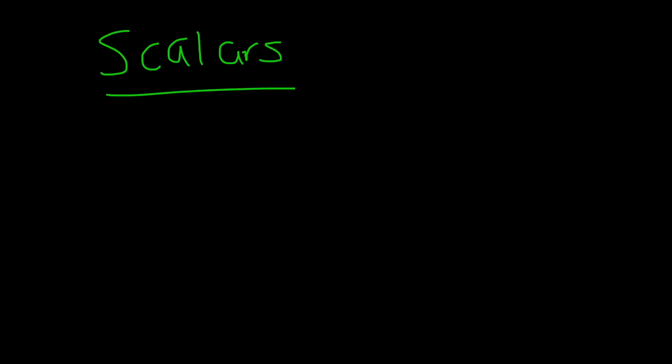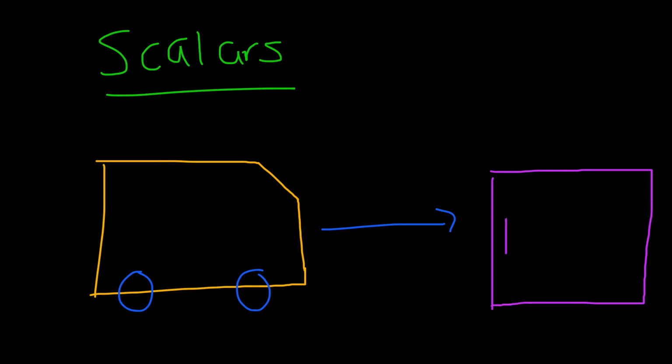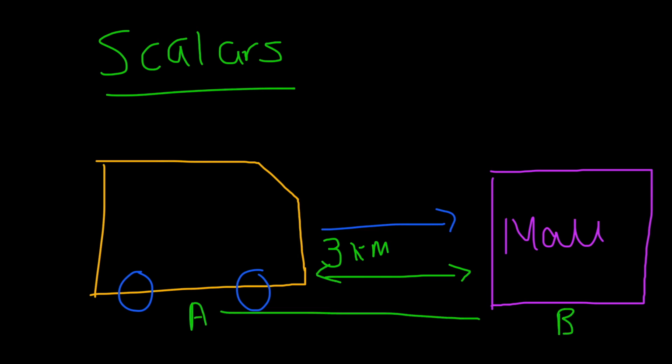So let's go over what a scalar is. Let me demonstrate this. Let's just say we have a truck, and it's driving to a store. Well, actually, let's say it's driving to a mall. Let's give it a distance of 3 kilometers. If it has a distance of 3 kilometers between these two points, we can consider this point A and point B. The distance between these two is 3 kilometers.